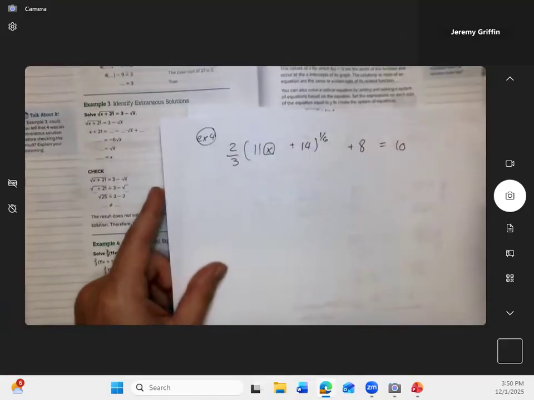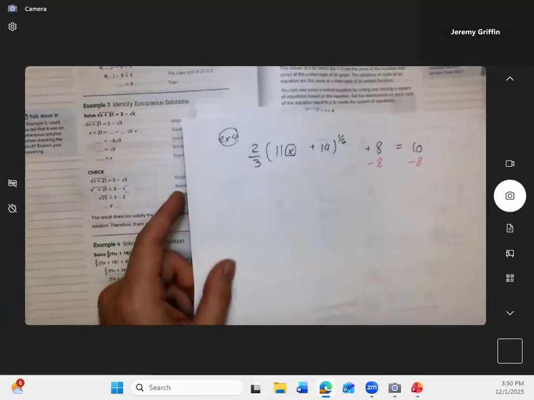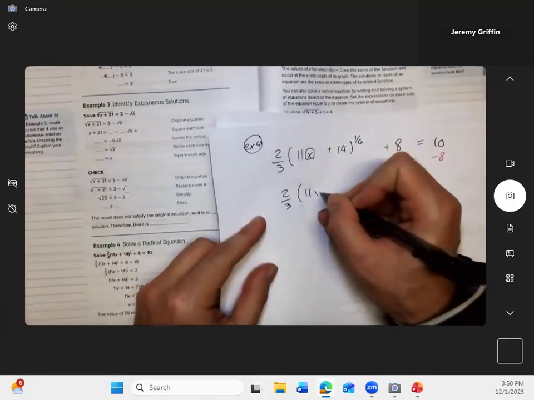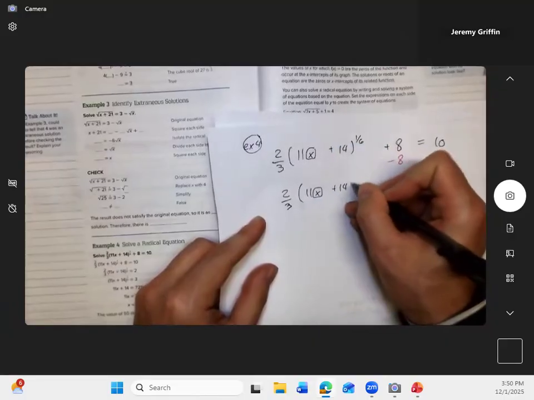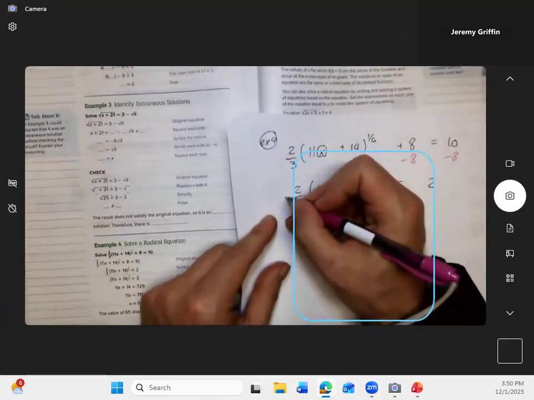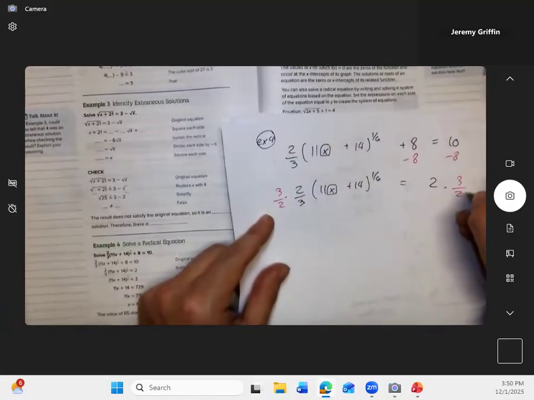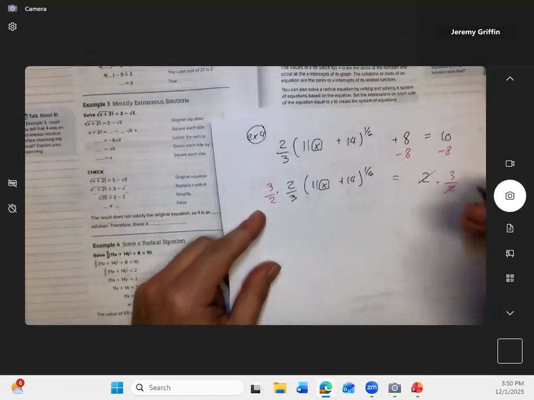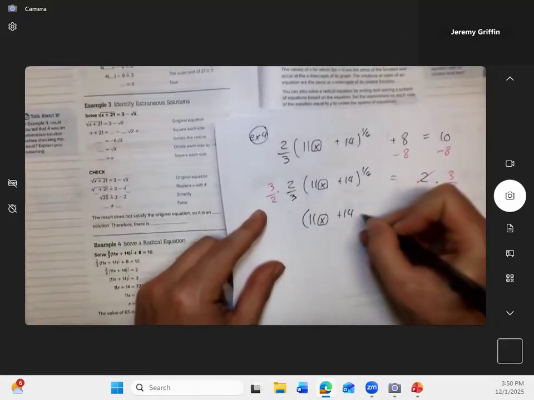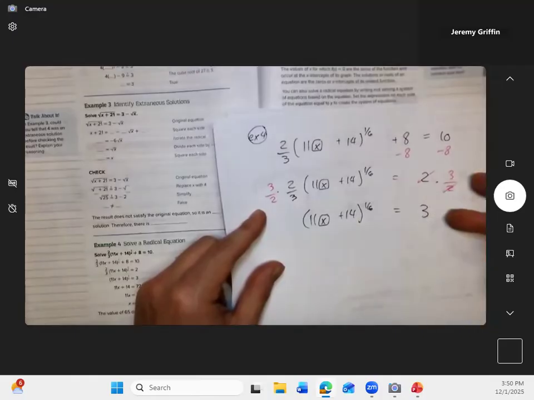All right, so let's just follow regular algebra rules. First thing is subtract off this 8. So 2/3 times all of this fun stuff is equal to 2. Okay. How about multiplying both sides by 3/2? I think that would be the next step. So now (11x plus 14) to the 1/6 is equal to 3. Okay, 3 right there.